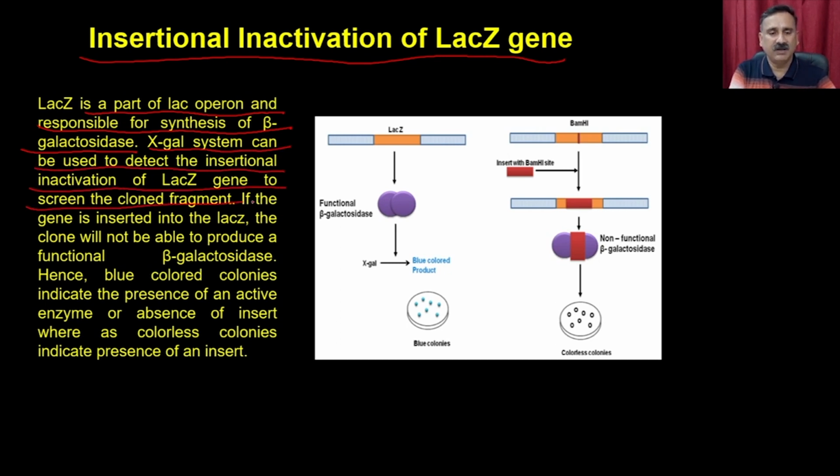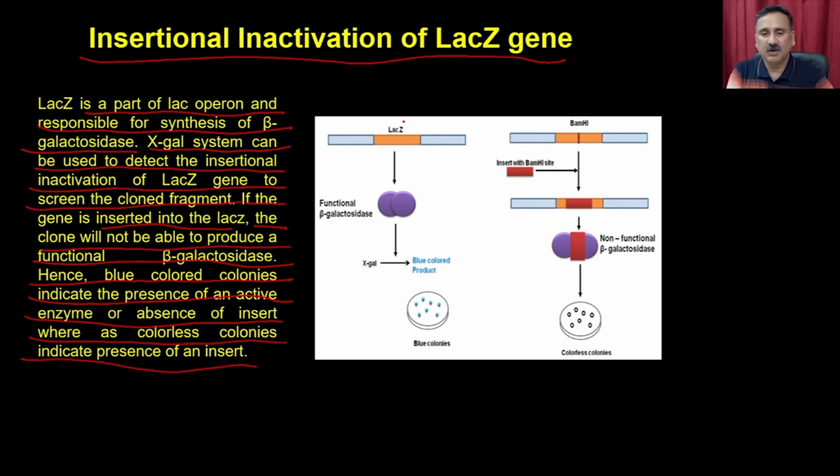And you know that the X-gal system can be used to detect the insertional inactivation of the LacZ gene to screen the cloned fragment. If the gene is inserted into the LacZ, the clone will not be able to produce a functional beta-galactosidase. Hence, blue colored colonies indicate the presence of an active enzyme or the absence of insert, whereas the colorless colonies indicate the presence of an insert. So, this is LacZ, which is going to produce the functional beta-galactosidase, and that is going to convert the X-gal into a blue colored compound, and as a result you are going to see blue colored colonies.